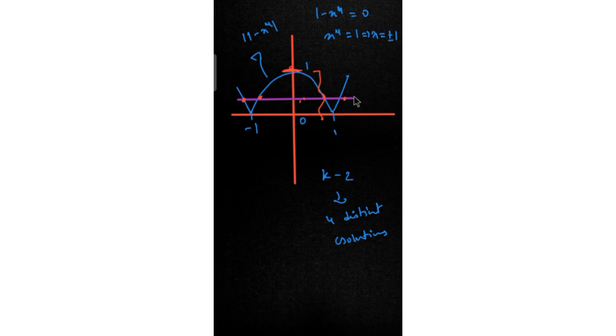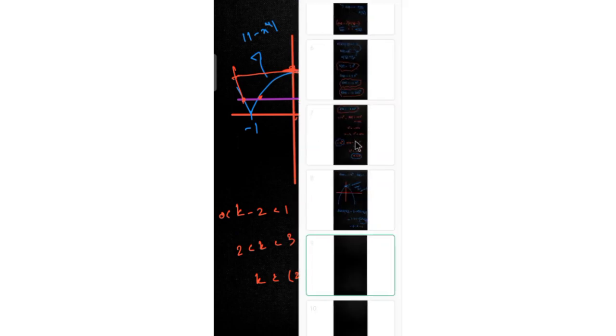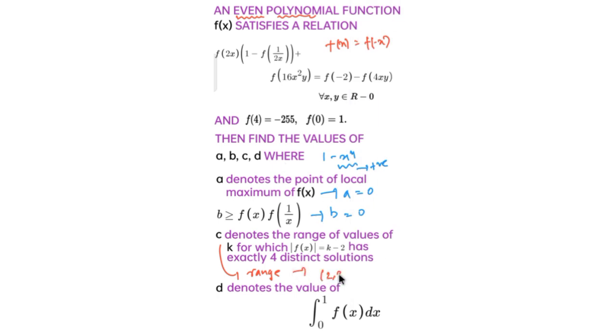So for this equation, k minus 2 is equal to mod of f of x, to have 4 distinct solutions, k minus 2 must be between 0 and 1. If I assume this is the line of k minus 2, like k minus 2 is equal to y, then to have 4 distinct solutions it must be between 0 and 1. So k must belong to (2, 3). If k is equal to 3, then this will be 1, and the line would touch at this point and this point, and then we'll have only 3 solutions. So to have 4, it must be less than 1 and greater than 0. So the range is (2, 3). This is the value of c.